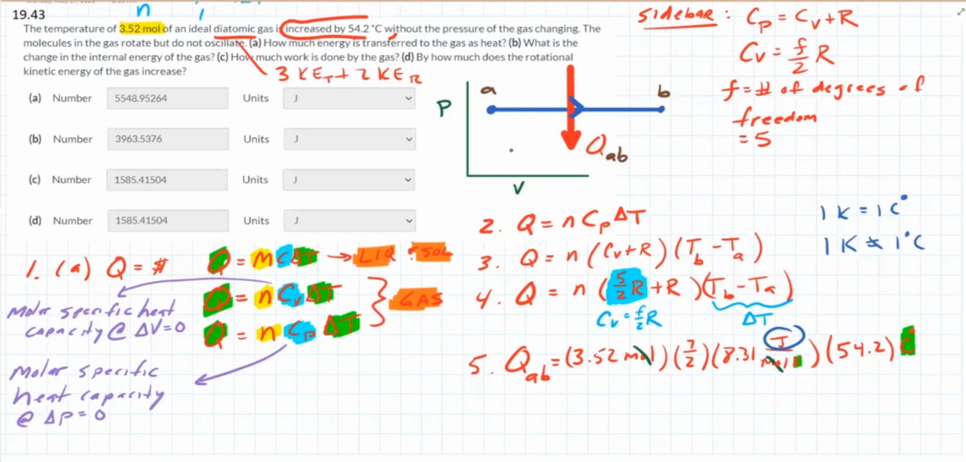Okay, store alpha A. The dimensional analysis is good. We got the right answer. Store it in your calculator, number 6. This is how much heat.